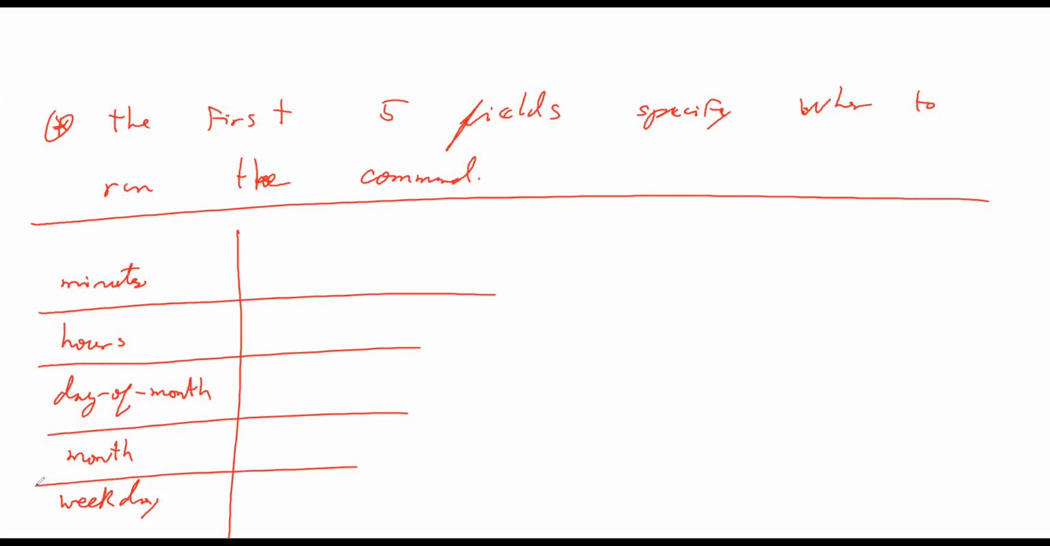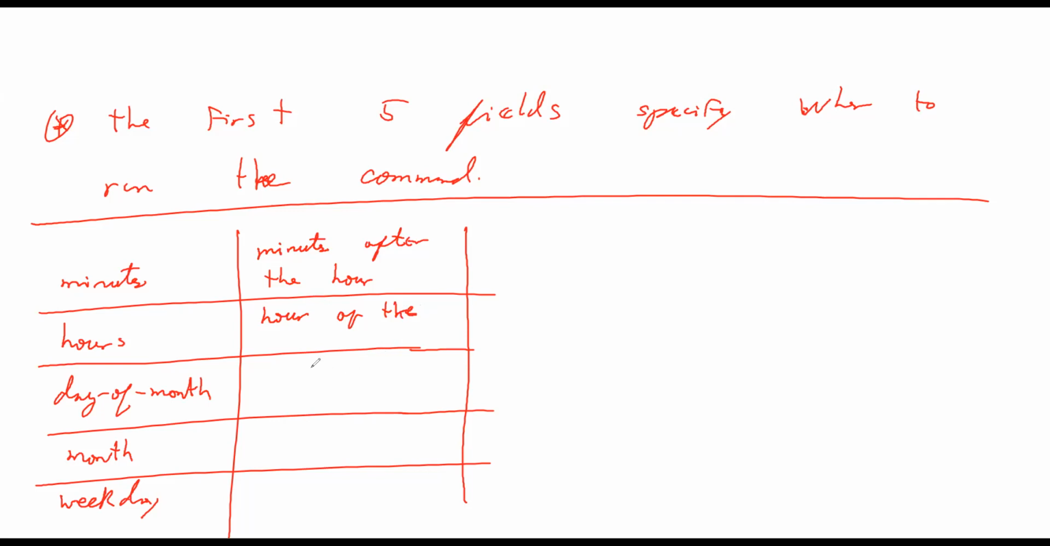Take a look at the table here. The first thing we can look at is, what does each one mean? Minutes just means minutes after the hour. It's important to understand the semantics of this, because sometimes it's not as intuitive. Hours is the hour of the day, in military time.